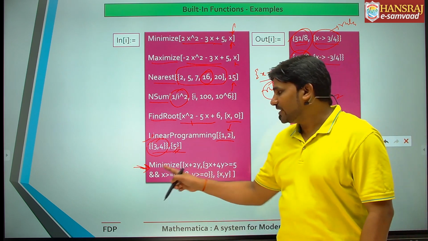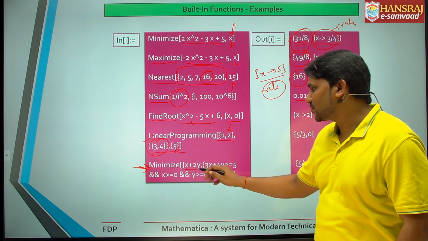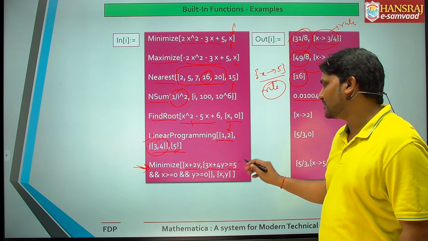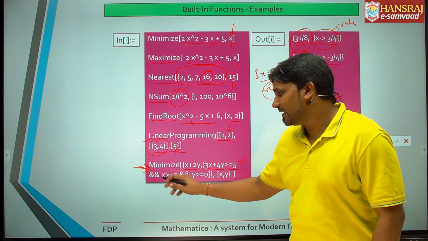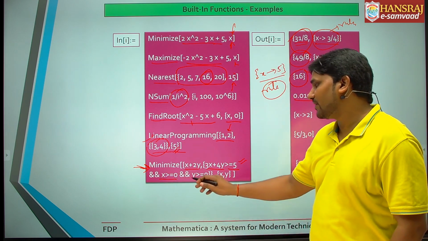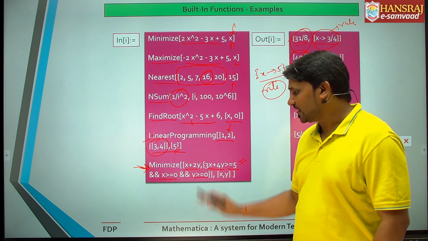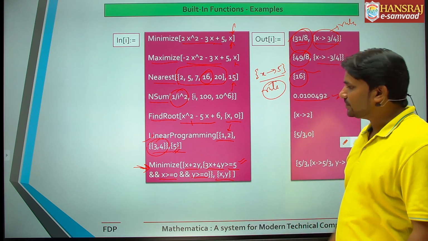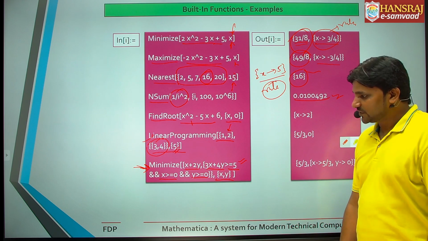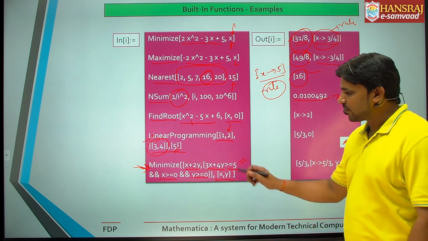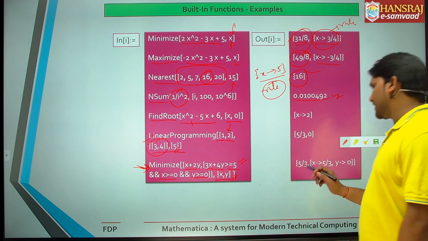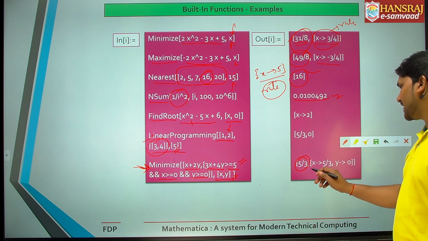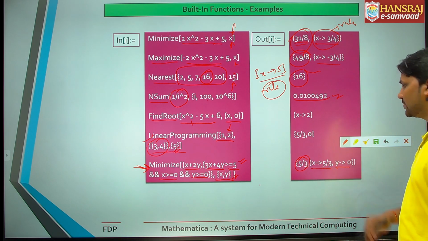Let's say we want to minimize the function x plus 2y, and the constraint is 3x plus 4y greater than or equal to 5. So that is our one equation, and x should be greater than or equal to 0 and y should be greater than or equal to 0. That means x and y are positive values. Putting in the solution for x and y, you will get your answer as 5/3, that is the minimum value, at the point x equals 5/3 and y equals 0.